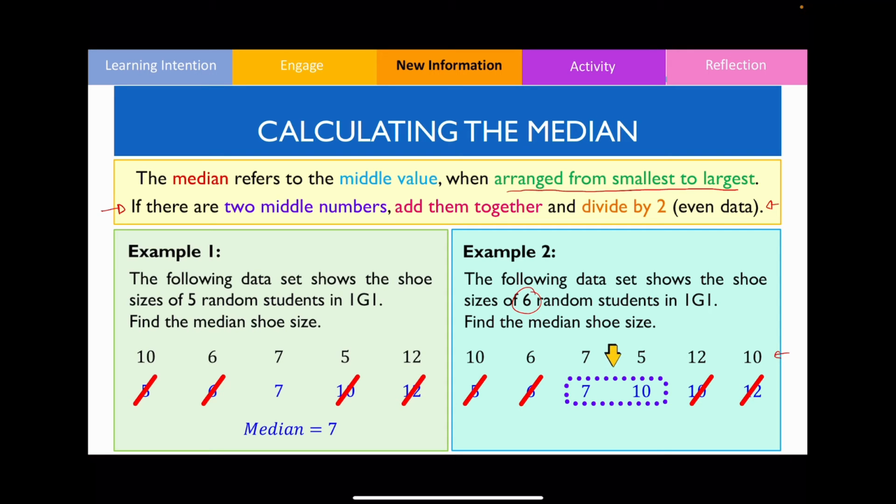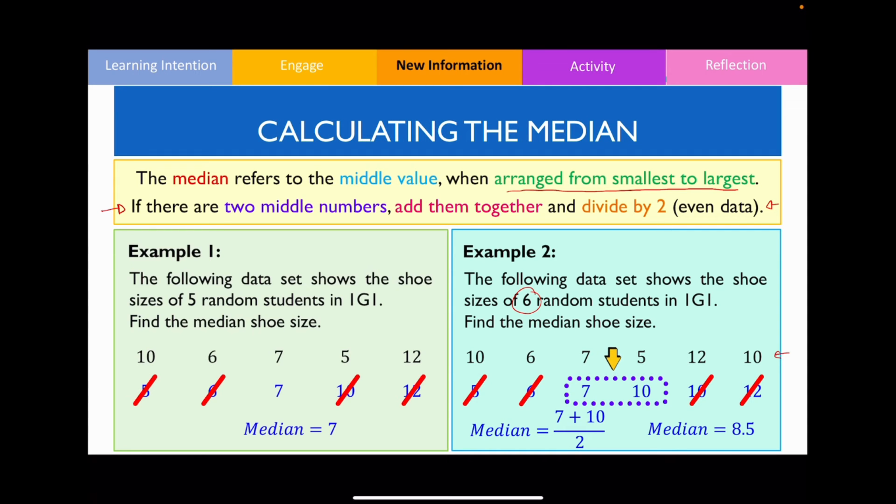So what we will do to find out the middle number within these 2 middle numbers is add these 2 numbers together and divide by 2. So 7 plus 10 is 17. 17 divided by 2 is going to equal 8.5 using the calculator.